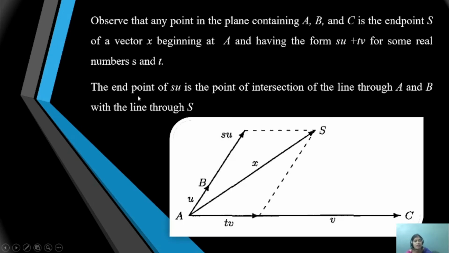Then after that, the points will be generated, meaning the endpoint of S U is the point of intersection between these two lines. The x-axis is generated to the form, and the y-axis is also generated to the form. These two axes generate the points S U and T V.